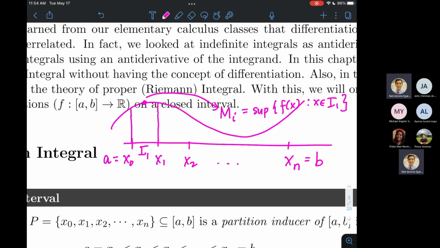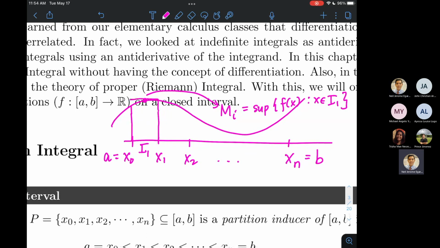Tapos, i-assign ko sa I1 yung number, which is basically the area of the square whose height is the highest function value and the width is the length of the ith interval. So, ibig sabihin, the drawing ko to, yung area ng rectangle na yan would be the supremum function value, which is m sub 1, times the length of the ith interval, which we said tatawagin natin yung x sub 1. So, yun yung value na i-assign natin sa first interval. And then we will do it for all the other subintervals, okay?